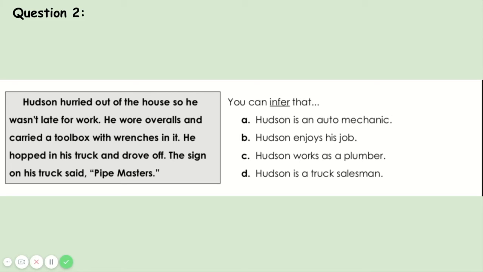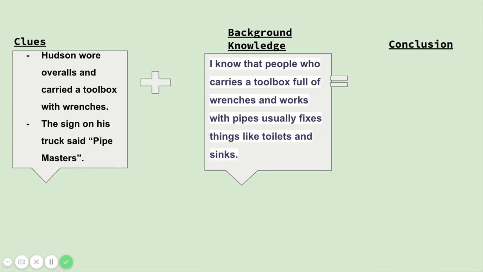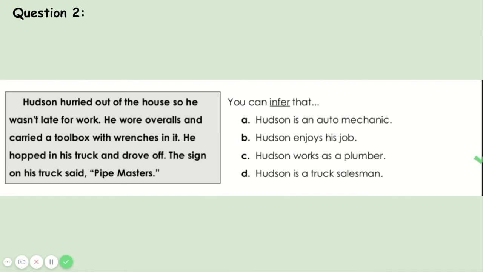So what I'm doing here is going through a process of eliminating the options that don't make sense. And of course, thinking about what the text is telling us and what I already know, which is my background knowledge. So our correct answer here was C.